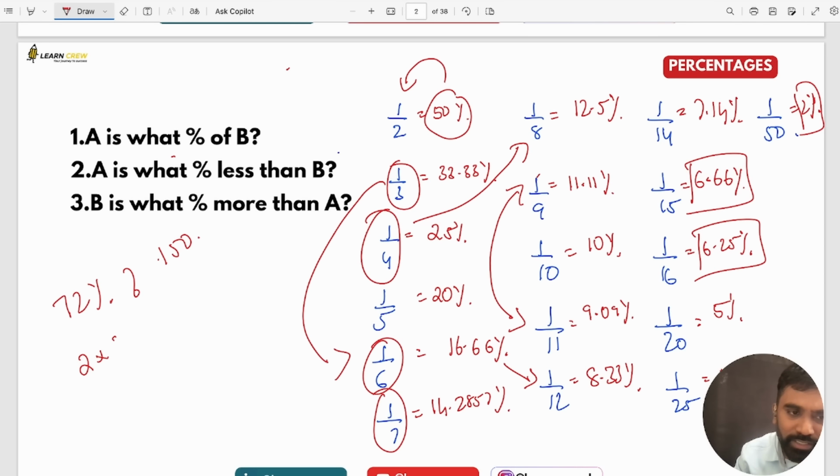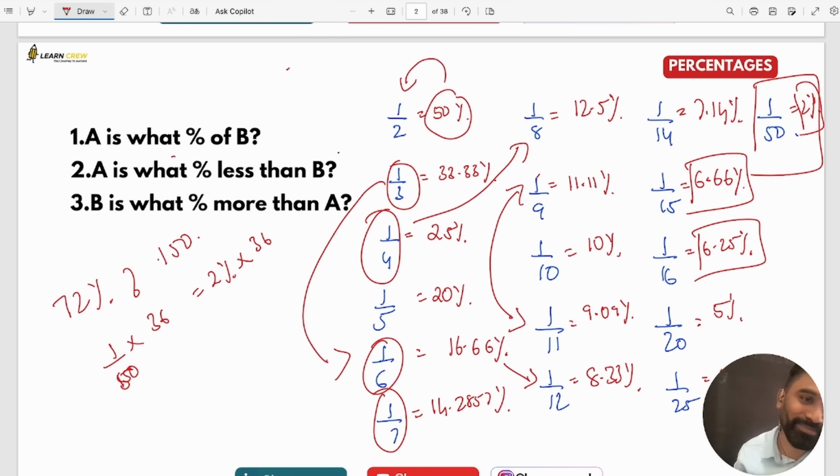So 2 into 36% of 150 is the same, right? 2 into 36%. So what is 36%? You can do that. Else, what you can do, sir? Sir, 1 by 50 is nothing but 2%. So 1 by 50 into how much will you do? Into 36. What is 1 by 50? 2%. Into 36, how much? 72%. Same.